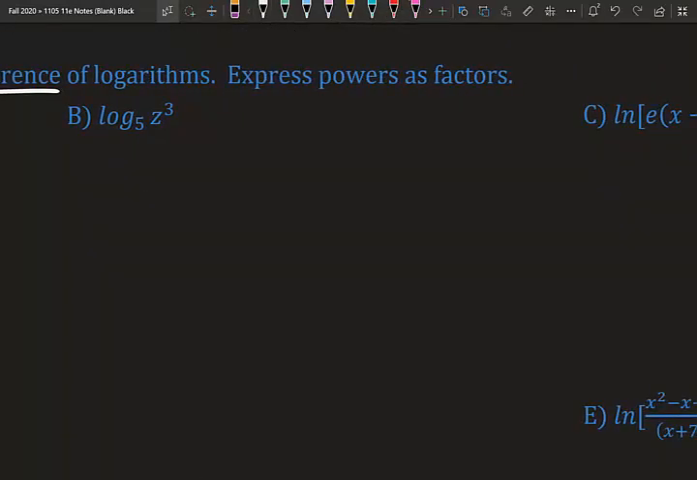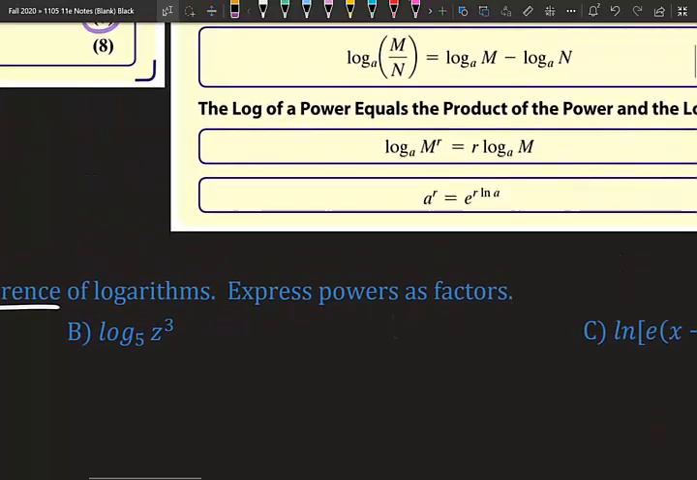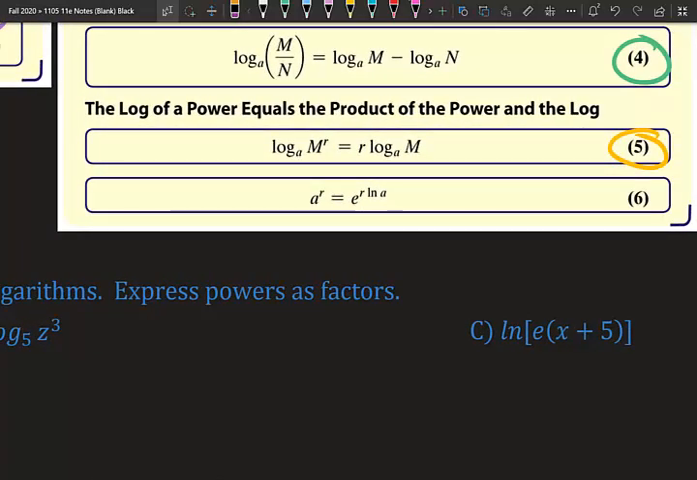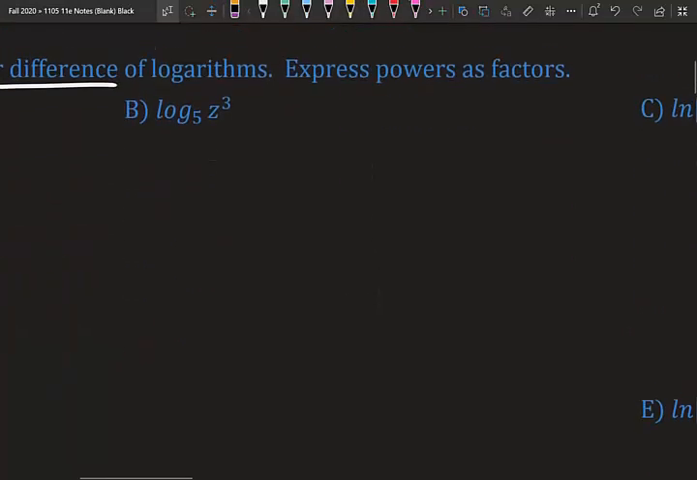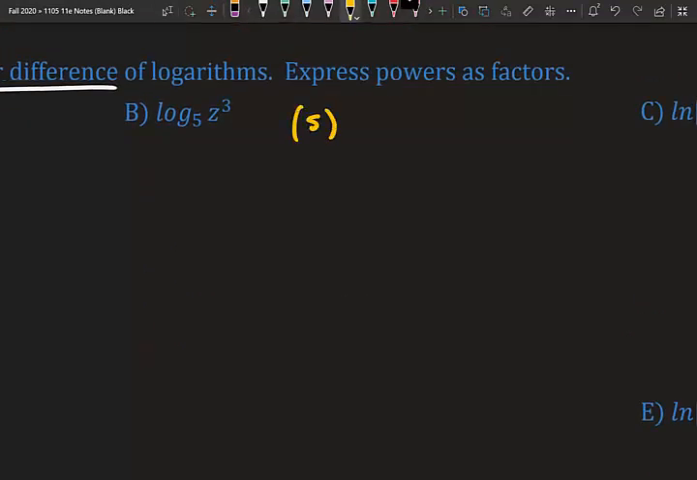Alright, going to B, we have log base 5 of z cubed. Now, they're not being multiplied, there's no division, none of that. So the only thing that we can do if we have log base 5 of z cubed is we can move the exponent over using property 5. So using property 5, we're going to move over the exponent. So we'll have 3 log base 5 of z.